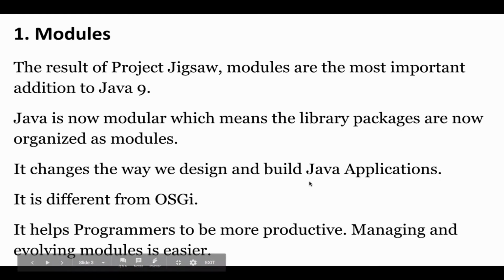In fact, that is the goal of every release, how well it caters to the need of programmers, because ultimately they are the ones who are trying to make something meaningful out of the new features. So that's the primary aim. Managing and evolving modules is easier, so that helps with the productivity aspect. Okay, and plus the library and the other enhancements.